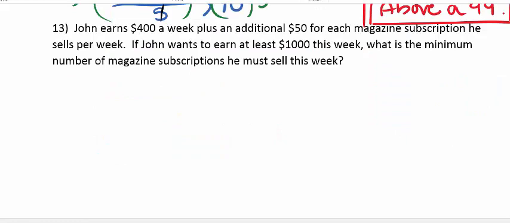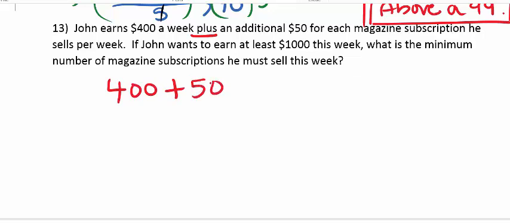13. John earns $400 a week plus an additional $50 for each magazine subscription he sells per week. If John wants to earn at least $1,000 this week, what is the minimum number of magazine subscriptions he must sell this week? Well, he gets $400 every week plus an additional $50 for every magazine subscription. So we have to take that 50 and we have to multiply it by X, which is our number of magazines he sells, and all of that has to be greater than or equal to $1,000. It can equal 1,000, or he could make more than that, but he has to make at least that amount.